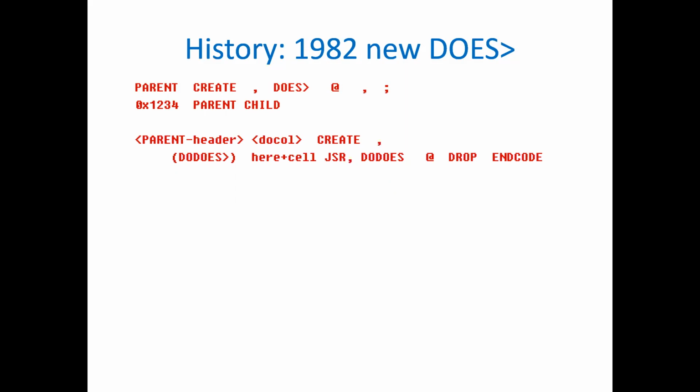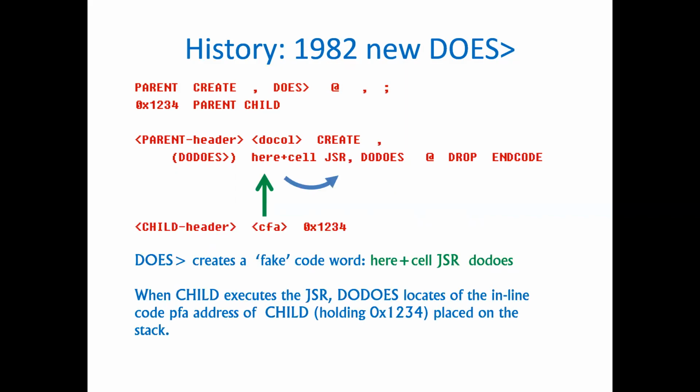This little code is the magic inside that makes the child word link to the code that follows the @ sign and the drop. So the child header, its code field address points back to that cell that contains the address 1 cell ahead. So for those of you in the know, this is the very same structure that a code word enjoys. You have the code field address pointing to a forward pointer and then pure machine code.